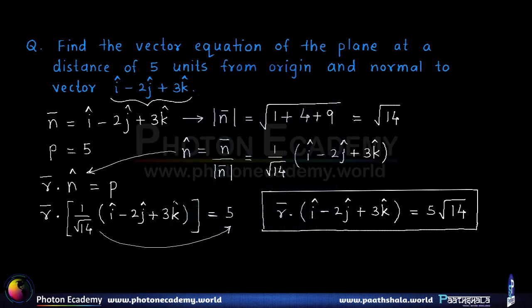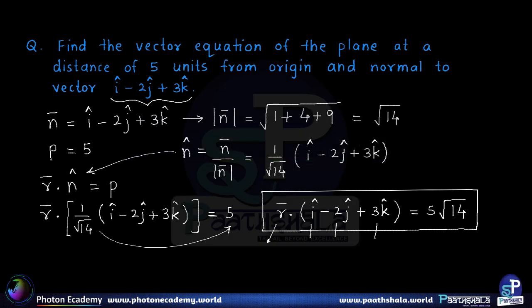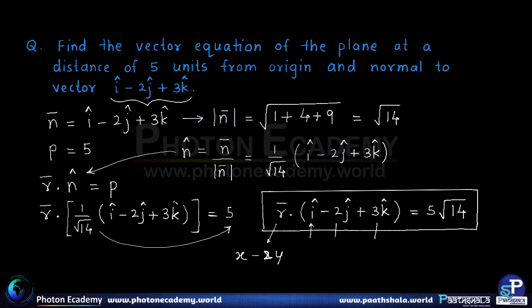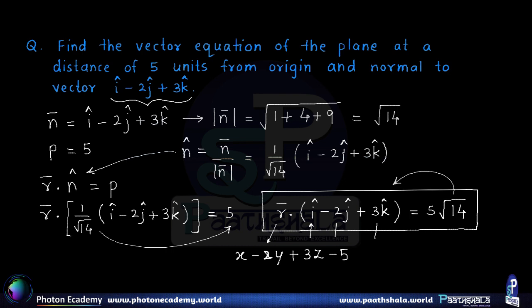If we want the Cartesian form, what we have to mentally imagine is r bar is nothing but merely xi plus yj plus zk, isn't it? So the coefficients of i, j and k in the normal vector are to be merely multiplied with x, y and z respectively. So therefore, since the coefficient of i is 1, we write 1x, that is x. Then the coefficient of j is minus 2, so therefore we write minus 2y. Then the coefficient of k is 3, so therefore we write plus 3z. Right? And the constant term needs to be taken on the left side so that it looks in the standard form. So therefore that is minus 5 root 14 whole equal to 0. So from the vector form we can easily write down the Cartesian form of the plane.